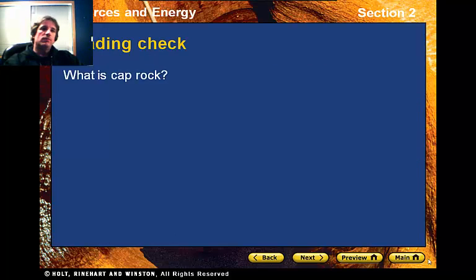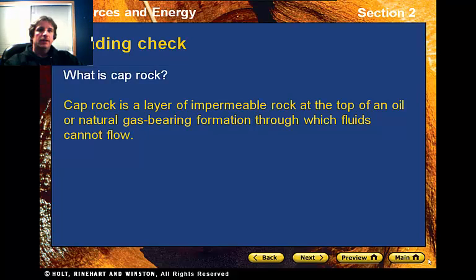Before we do that, well, what is a cap rock? Again, pause your video, fill it out. Okay, good. Cap rock is a layer of impermeable rock on top of the oil flow. It doesn't allow the fluids through, so the fluids can't escape.